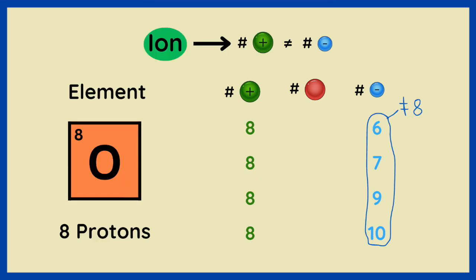For oxygen specifically, because it must always have 8 protons, to be an ion, the only number of electrons it cannot have is 8. So it could have 6, 7, 9, 10, usually something close to 8, but never exactly equal to 8 if it's an ion. And as with atoms, the definition of ion makes no mention of neutron count. So again, in theory, it can be any positive count of neutrons.